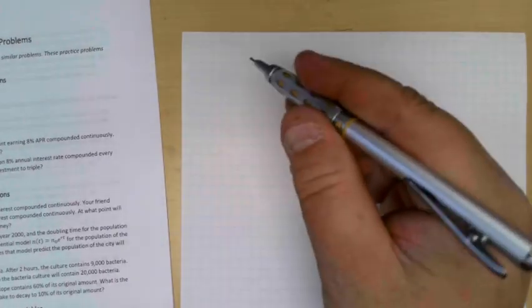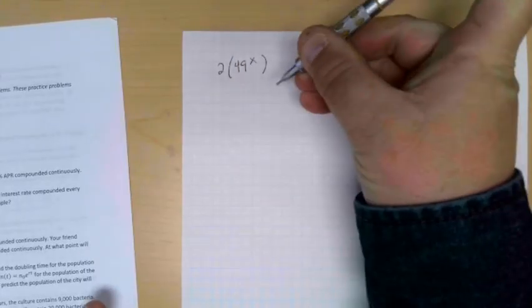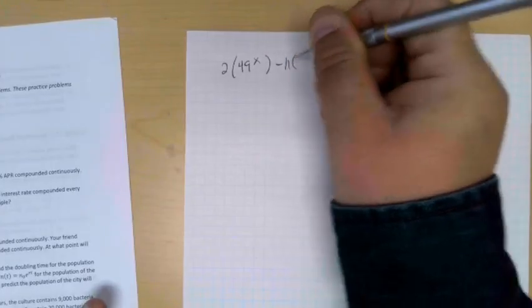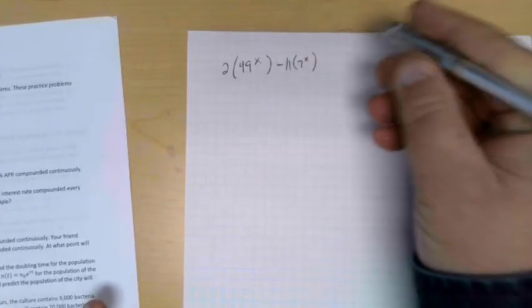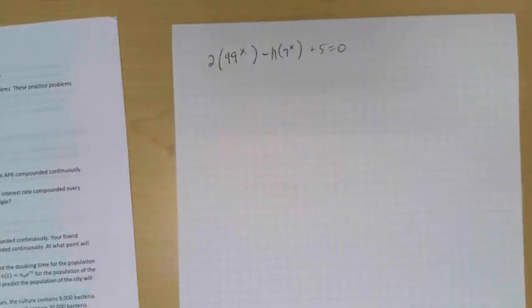The next problem, 1b, that's this one right there. I've got 2 times 49 to the power of x minus 11 times 7 to the power of x plus 5 equals 0. Now, this is a really curious one because we didn't see very many problems like this. Here's my thing. It's exponential, but I'm thinking the only way I can combine exponentials is if the base is the same.